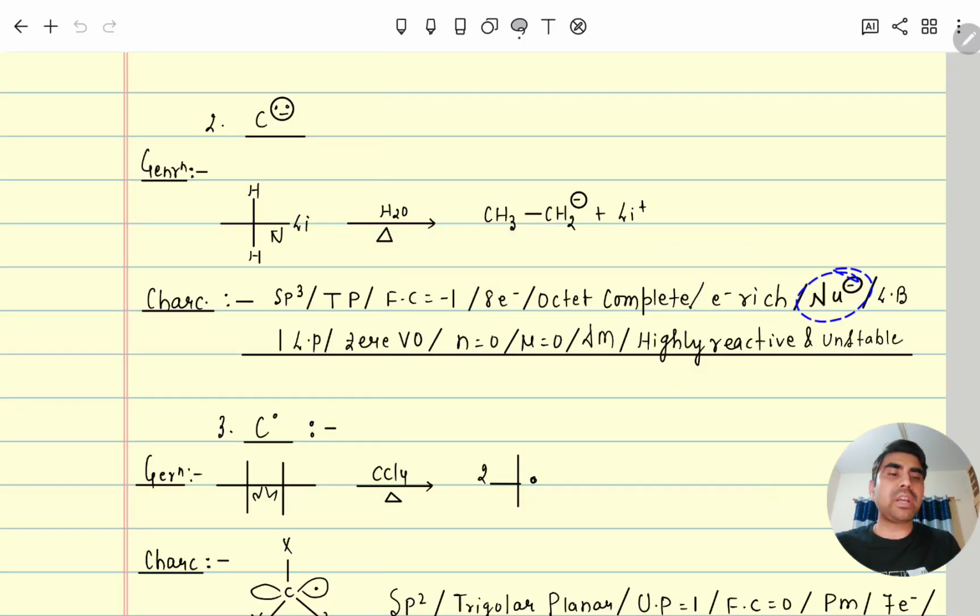It is a nucleophile, Lewis base, 1 lone pair, 0 vacant orbitals, number of unpaired electrons 0, mu 0, diamagnetic, highly reactive and unstable because of the charge.